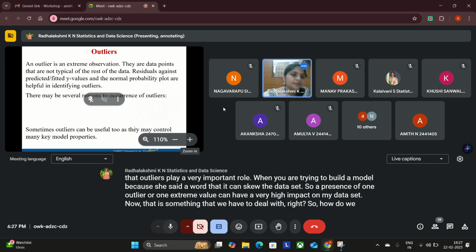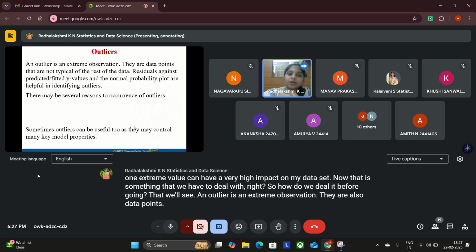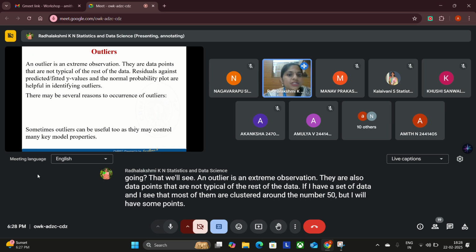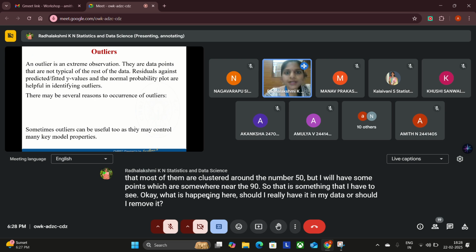So how do we deal with it? Before going to that, we'll see an outlier is an extreme observation. They are also data points that are not typical of the rest of the data. If I have a set of data and I see that most of them are clustered around the number 50, but I will have some points which are somewhere near the 90. So that is something that I have to see. Okay, what is happening here? Should I really have it in my data or should I remove it? That is what we will start to do in the next slide.